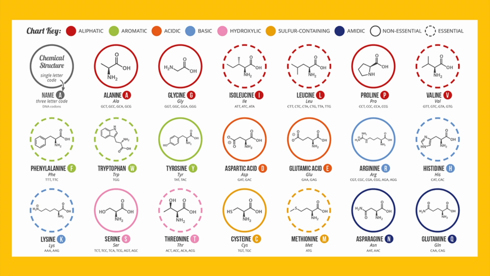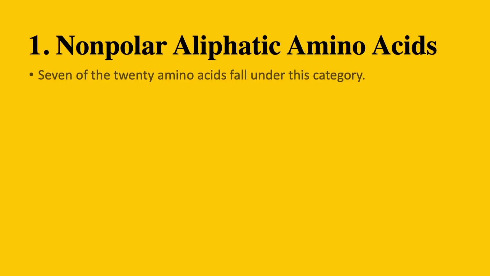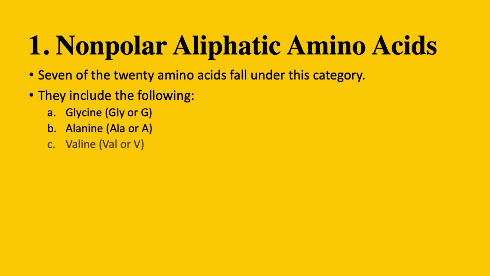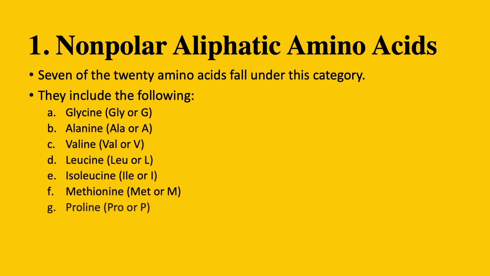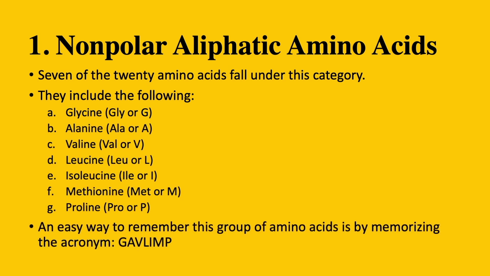Let's get into the first categorization method and learn about the 20 amino acids and how they fall into each of the 5 categories. Group number 1, nonpolar aliphatic amino acids. 7 of the 20 amino acids fall under this category. They include the following: glycine, alanine, valine, leucine, isoleucine, methionine, and proline.